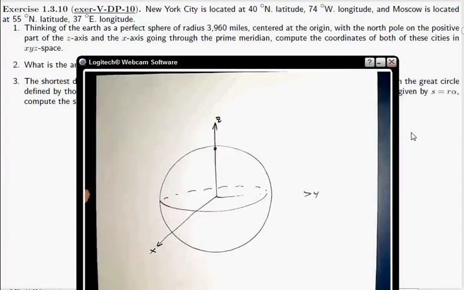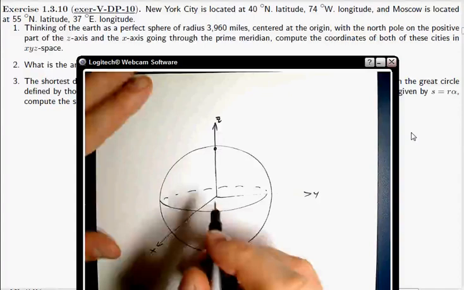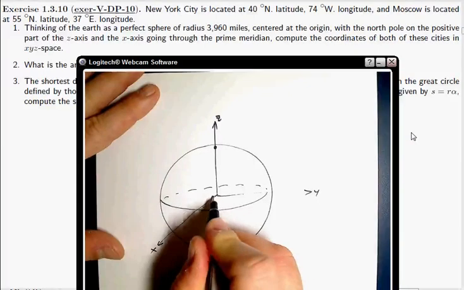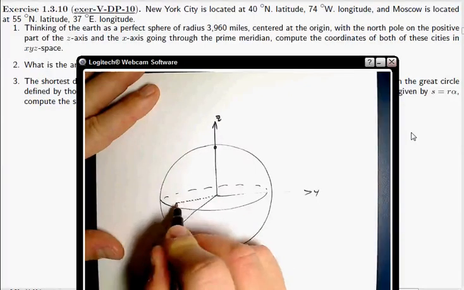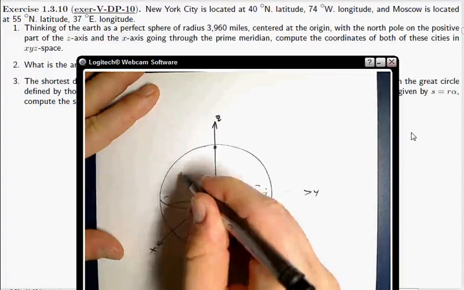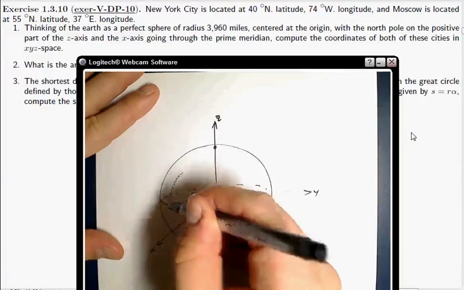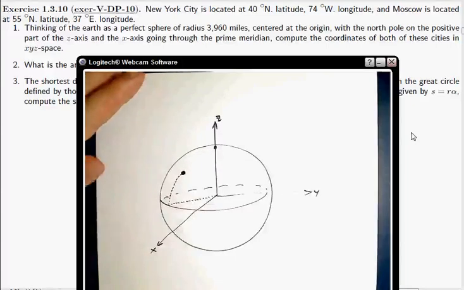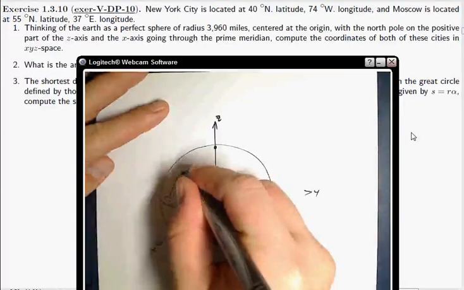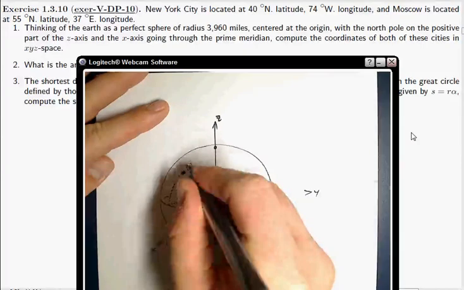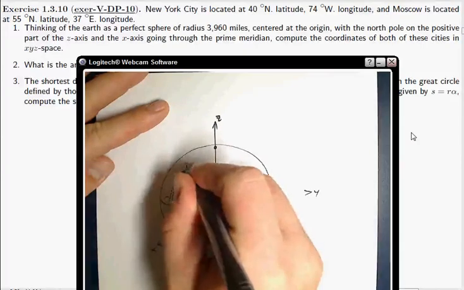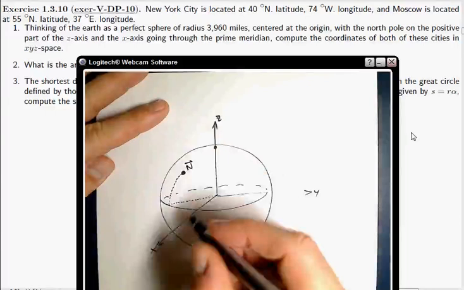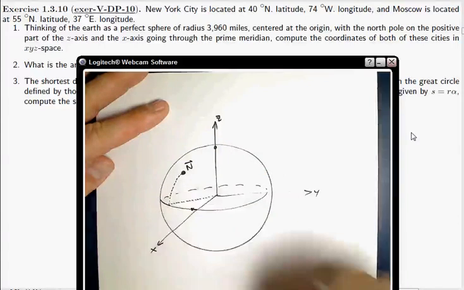Okay, so now New York, you'll notice, is 74 west longitude, which means New York is actually kind of over here like this, and then up a certain amount. So there's New York. Is that cool? Yeah, I'm going to do N for New York. Yeah, because it's in the west direction. West from the prime meridian.